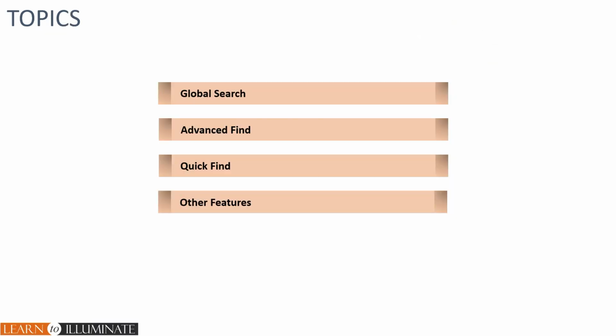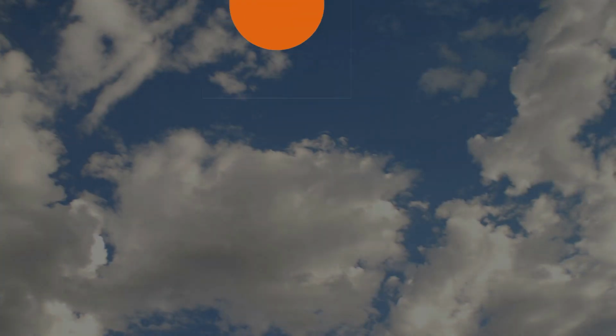In this session, we are going to cover different types of search, for example, global search, advanced find, and quick find. Those are the three types of search available. And we will discuss some other features.